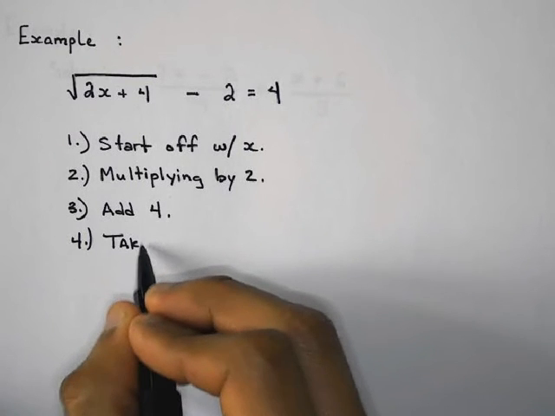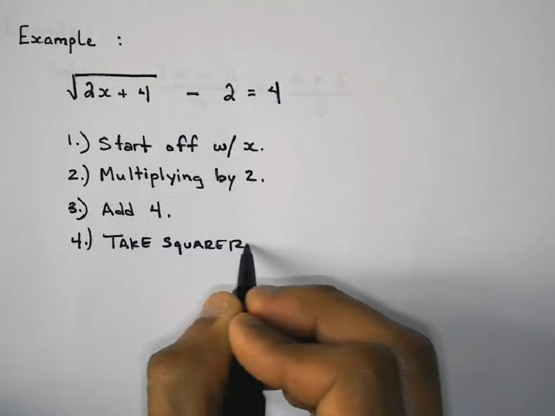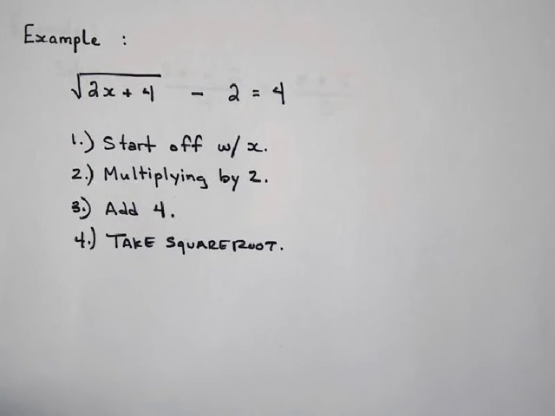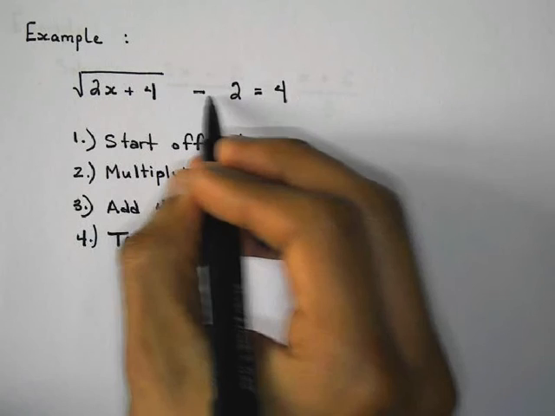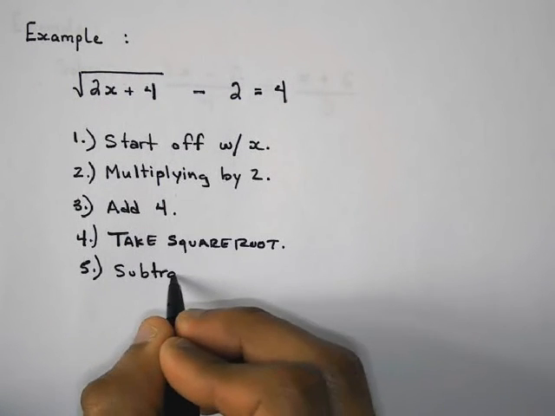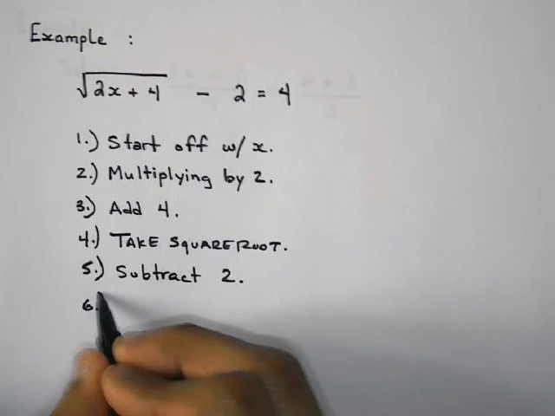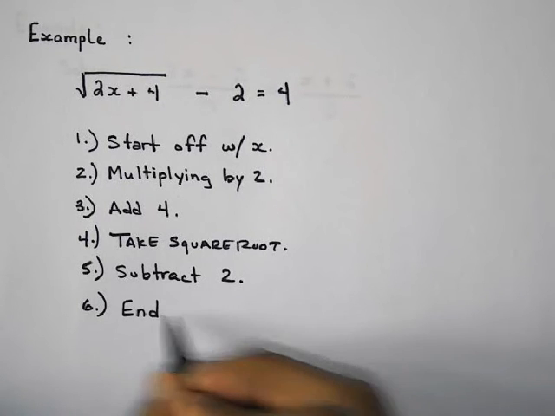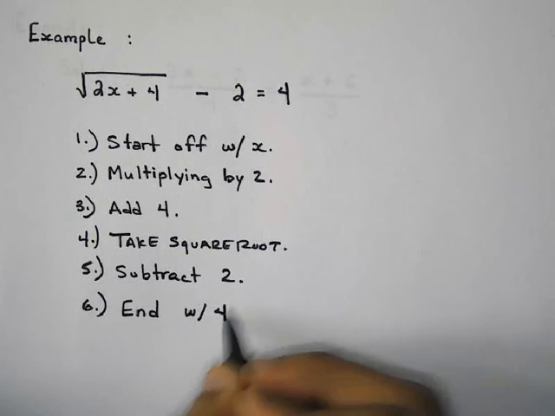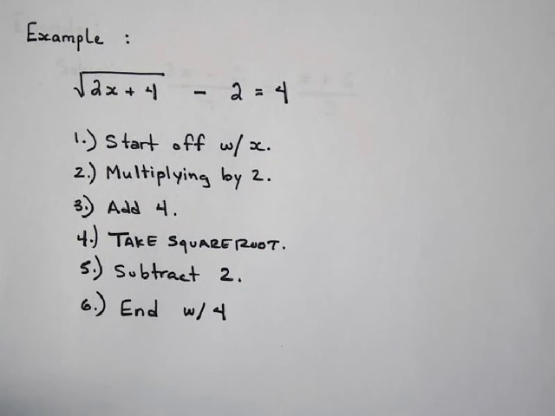So take the square root. And then after we take the square root, it looks like we're subtracting 2. So step 5, we subtract 2. And then after we subtract 2, it looks like all that should just equal 4. So we end with 4, right? So all of this, after we do all these steps to x, we end with 4.